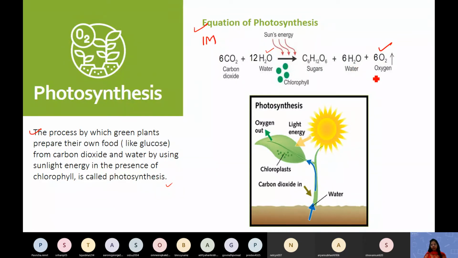Now I am giving you 30 seconds. You all learn this equation. 30-second time starts now. Timer. Sri Hari, close your eyes and tell me the equation of photosynthesis.